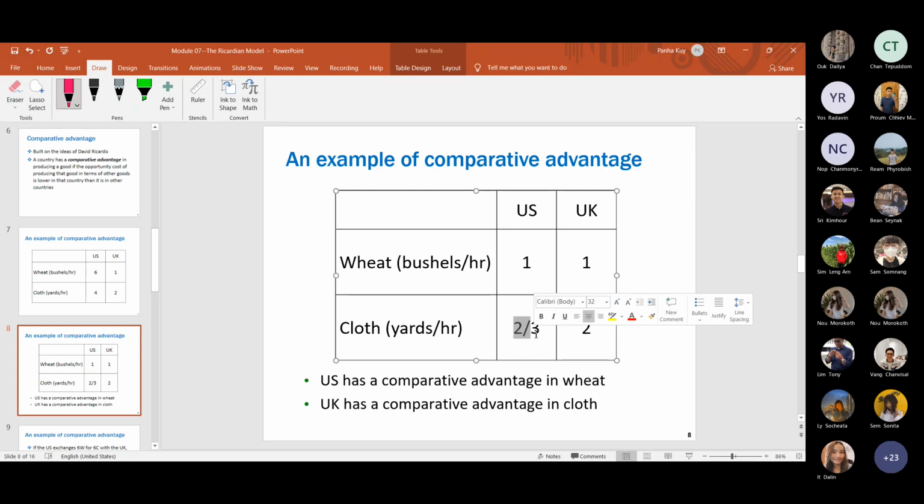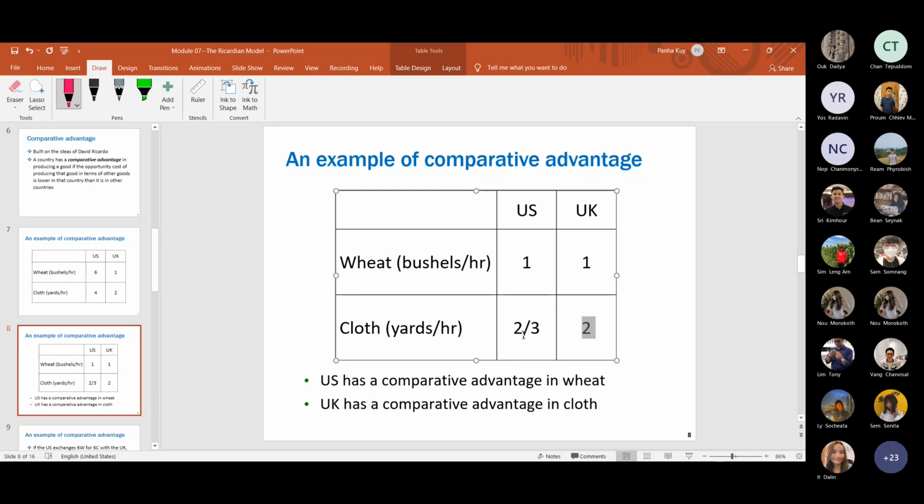Okay, and the UK needs to give up 2. So the US has the comparative advantage in wheat, right? Because for 1 unit of wheat, you give up less than 1 unit of cloth, only 2/3. While in the UK, you also want 1 parcel of wheat, but you need to give up 2 yards of cloth. So you don't have the comparative advantage on this. The opportunity cost is higher. And the UK has the comparative advantage in producing cloth.